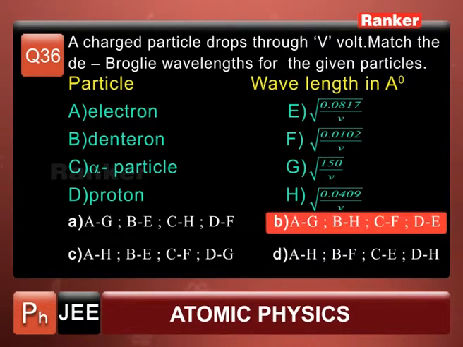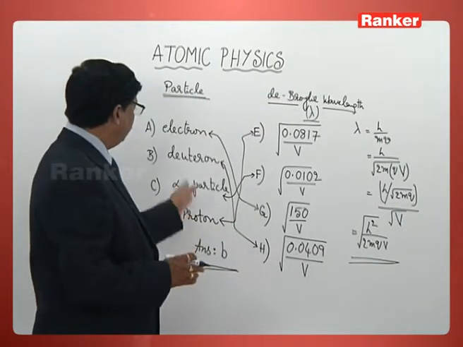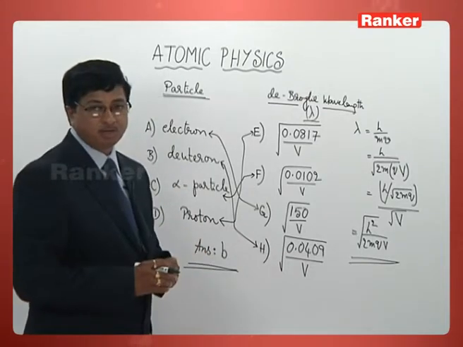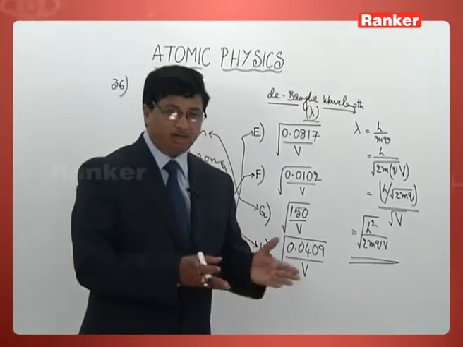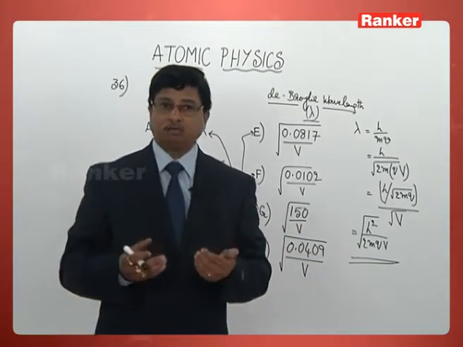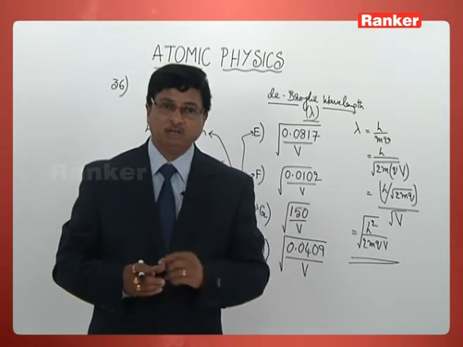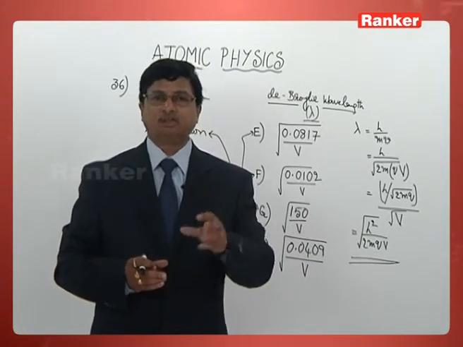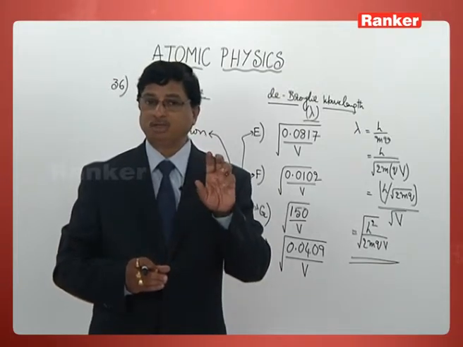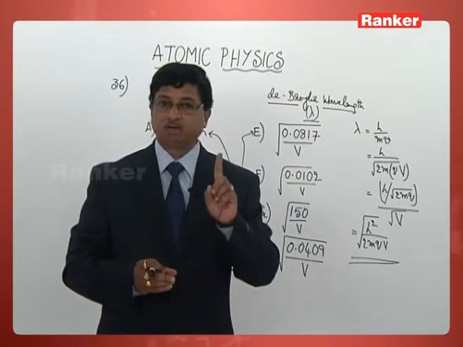So better remember these four values for de Broglie wavelength, at least for four particles: electron, proton, deuteron and alpha particle. Sometimes they may ask you to write them in ascending order, or in descending order. Whatever be the case, you can roughly estimate the ascending or descending order. Any other version, you will be in a position to answer directly. So this is problem number 36, and the correct option is B.